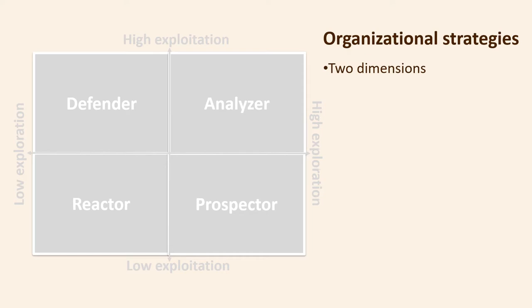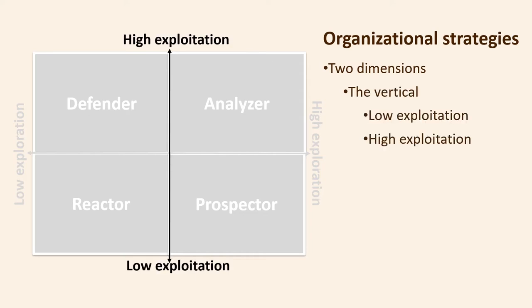The model consists of 2 dimensions, one placed vertically and the other placed horizontally. The vertical dimension differentiates between low exploitation at the bottom of the model and high exploitation in the model's top. With high exploitation, the management is trying to do better within the existing market, as opposed to low exploitation, where they are satisfied with doing it the same way as always.